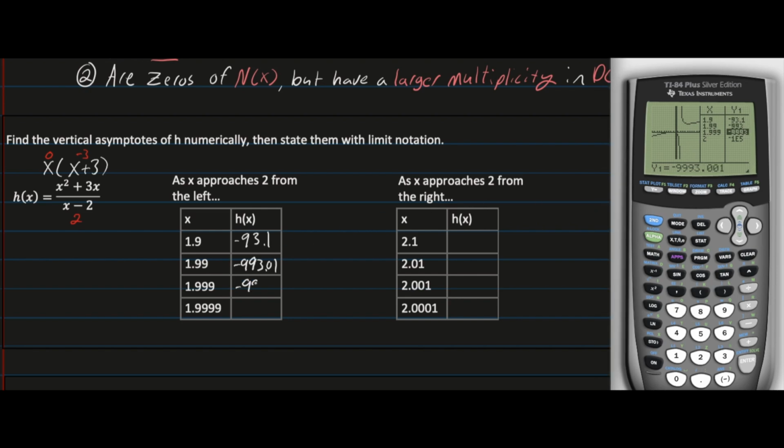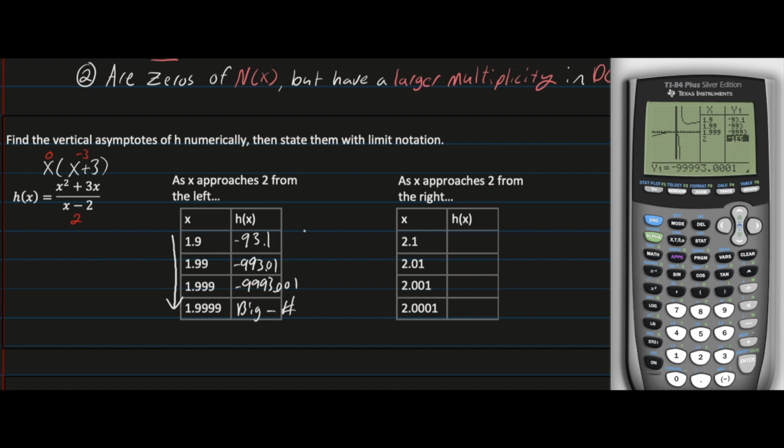We get negative 9,993.001. This notation basically means a really, really small number, or really big number, my bad, really big negative number. We can see it's negative 99,993. So this is just a really big negative number, or a really small number, depending on how you want to view it. I'm going to say a big negative number. So as x gets closer and closer to 2 from the left, we're getting larger and larger negative numbers.